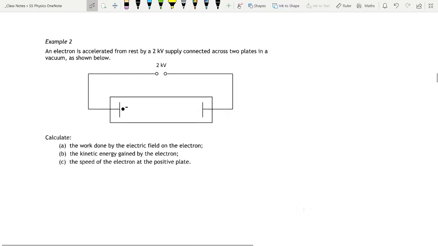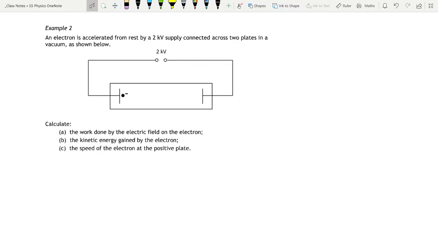Right, so an electron is accelerated from rest by a 2 kilovolt supply connected across 2 plates in a vacuum, as shown below. Okay, so first of all, it says calculate the work done by the electric field on the electron. So basically, the electric field could do work as well. Okay, then it's just the same: work done equals charge times voltage.